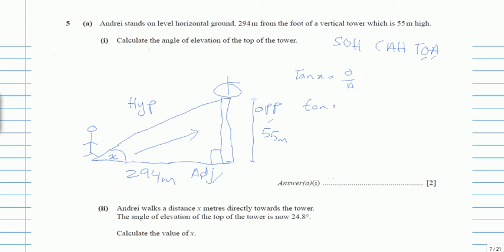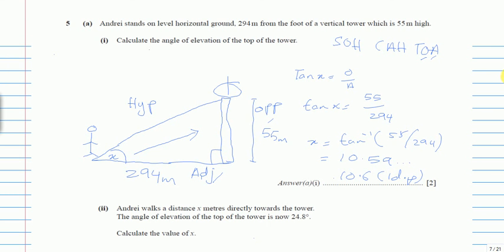Tan x equals opposite side, which was 55, over adjacent side, which was 294, and when tan moves to the right hand side of the equation it becomes inverse, and in your calculator you will just press the shift button and then tan. Okay, so it will be tan inverse of 55 over 294, and then you'll just use your calculator. And remember, this is a degree and answers in degrees should be rounded to one decimal place. In this case it will be 10.6, okay, to one decimal place.